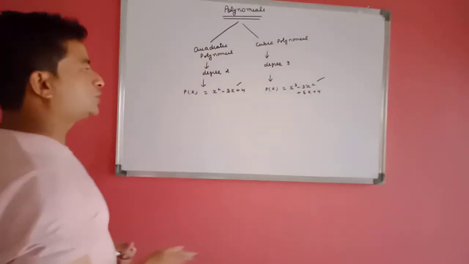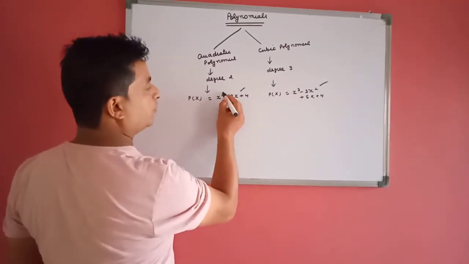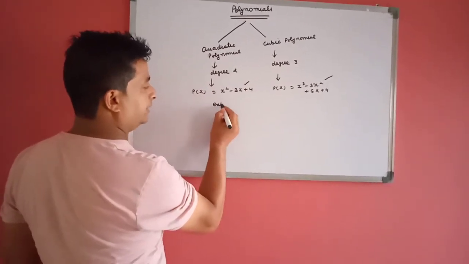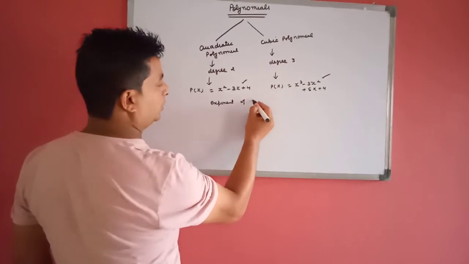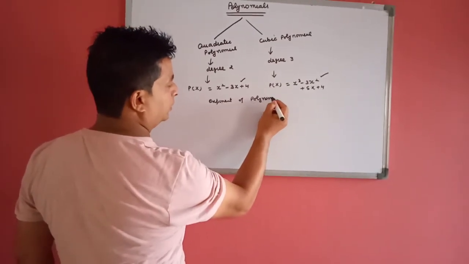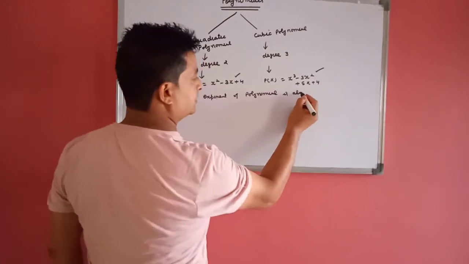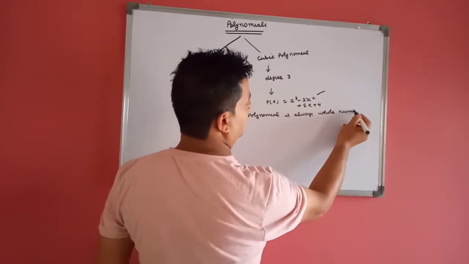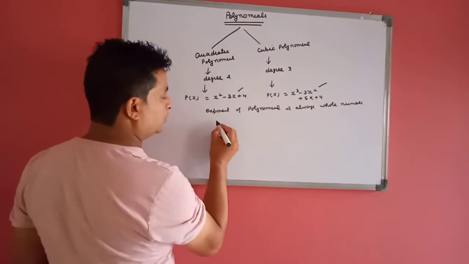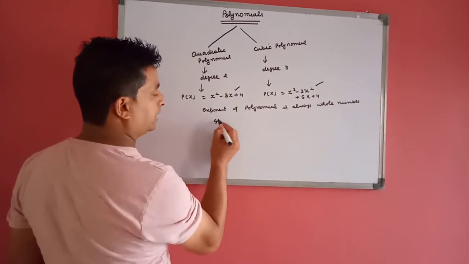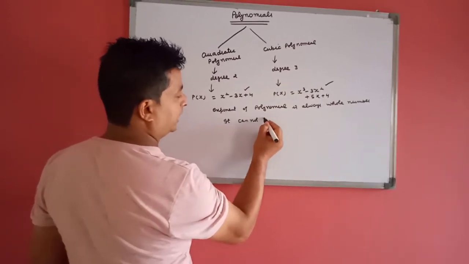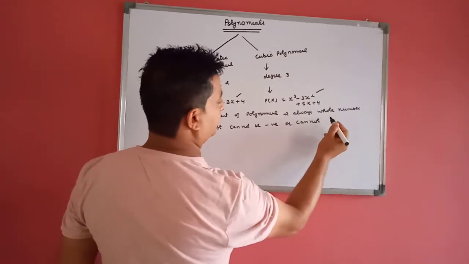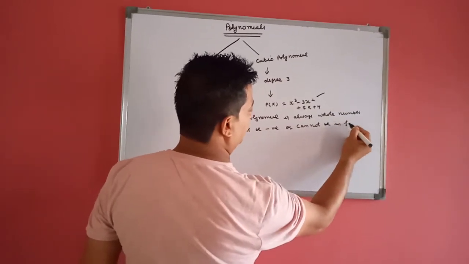And the exponent, that is the power of a polynomial, is always a whole number. This means the exponent of a polynomial is always a whole number. The exponent cannot be negative or a fraction.